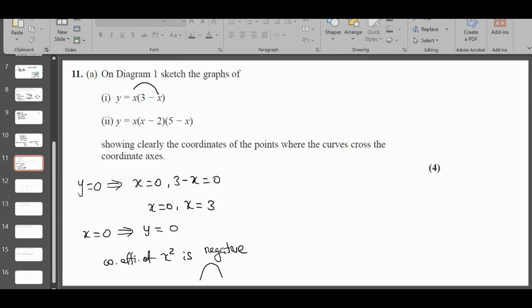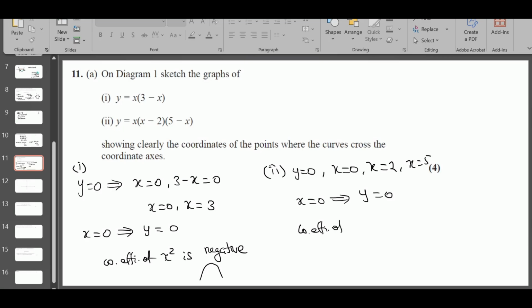Okay. Take the second graph. Okay, this is for the first one. For the second one, when you put y is 0, you'll get x is 0, x is 2, x is 5. When you put x is 0, everything becomes 0. And then the coefficient of x cube is positive times negative x, negative. It's a cubic graph, so we need to sketch this graph.